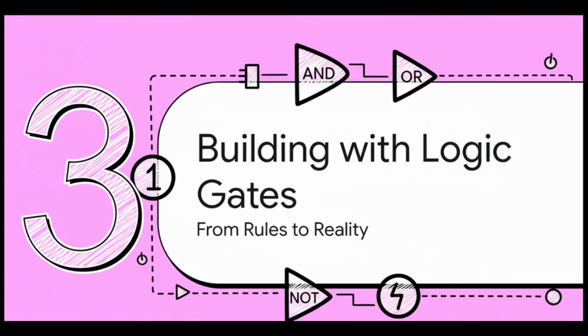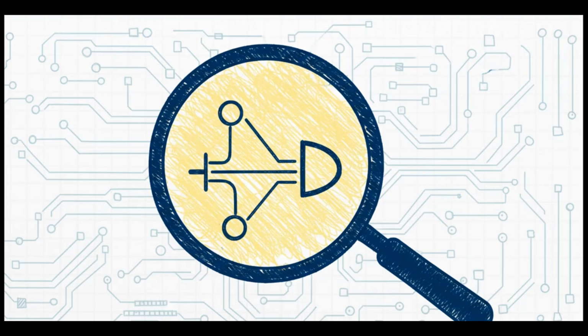Okay, so we've got our letters, the ones and zeros, and we have our grammar: AND, OR, NOT. So what's next? Well, now we have to actually build something with them. Let's talk about how these rules become physical things called logic gates. So what is a logic gate?